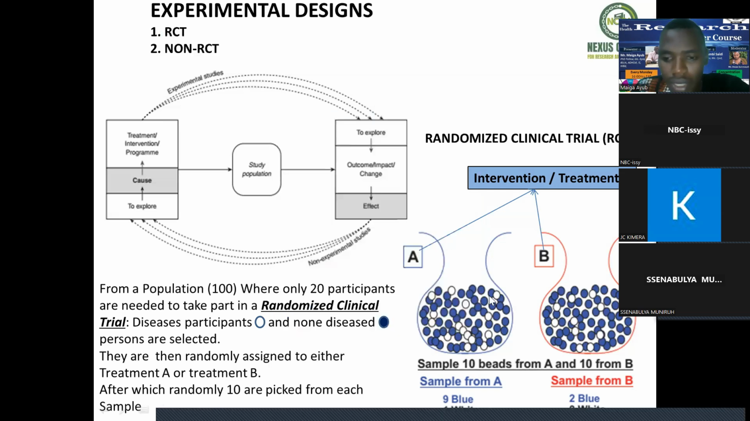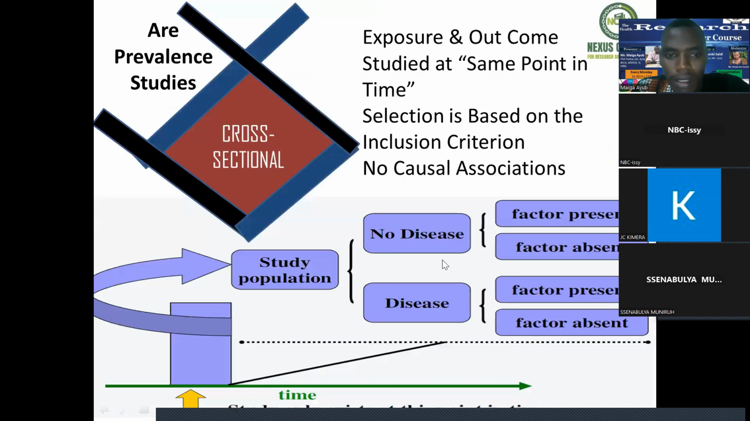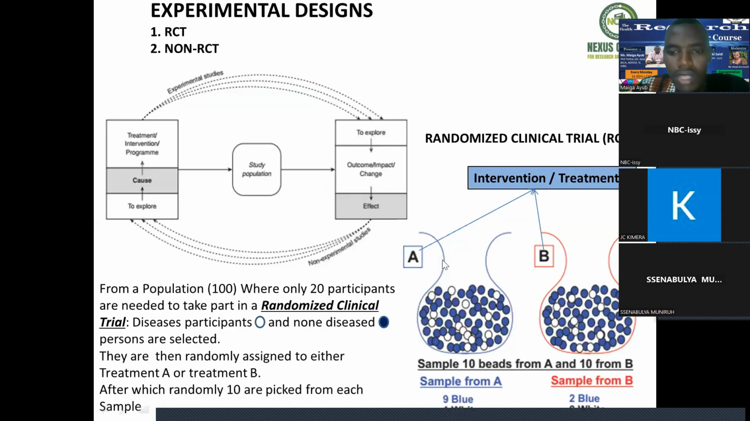I hope we are together there. So that is all about randomized clinical trials. The non-randomized is the opposite of this, whereby assignment to the different arms, whether you're going to receive A or B, is not based on chance. You just select them in any convenient way that feels possible or comfortable for you as a researcher.